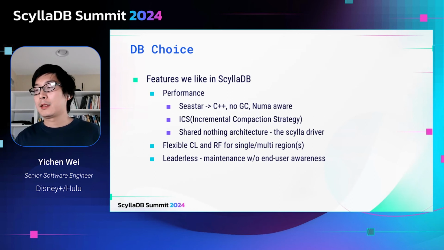Next, I want to mention the ICS, which is the incremental compaction strategy in ScyllaDB, which can help us reduce the write amplification a lot. Also, I want to mention the shared-nothing architecture in ScyllaDB, that ScyllaDB has a shard-aware client driver that can help us reduce the coordinator network round trip, which can make the latency even lower.